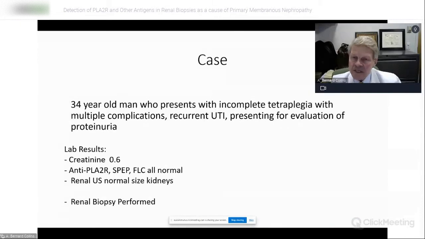Because there is a protein there, it may not be the antigen. Now, this case presented just recently, after we had worked up these positive cases for the antigen. This was a 34-year-old man. He presents with incomplete tetraplegia and has multiple complications, including recurrent urinary tract infections, and he presents for evaluation of proteinuria. A few lab results show that his creatinine was 0.6. Anti-PLA2R, SPEP, and free light chains were all normal. By ultrasound, he had normal-sized kidneys. And so a renal biopsy was performed.